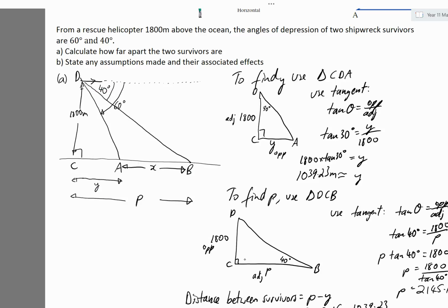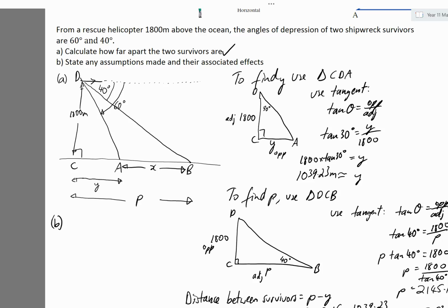Okay, so they're 1105.93 meters, and I'll write some statement like that as well. They are 1105.93 meters apart. Okay, part A done. Part B, state any assumptions made and their associated effects.